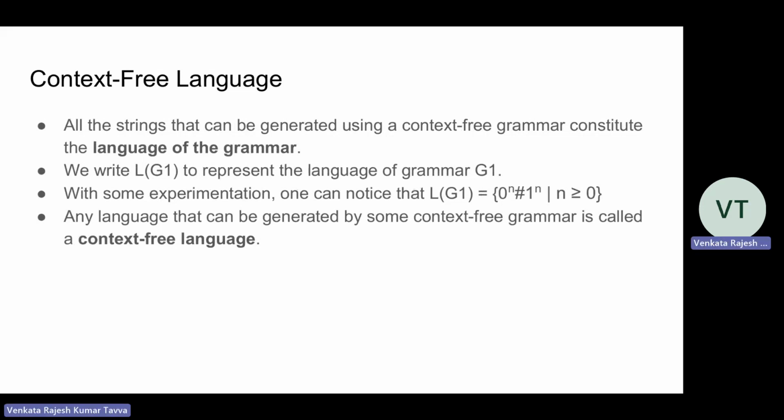That's it. That's what this slide is saying. Okay. And this particular grammar which we discussed, that is G1. The language can be represented as L of G1, and this particular language is 0 power n hash 1 power n, where n is greater than or equal to 0. Why is n greater than or equal to 0? Because you can generate even just a single hash without zeros or ones. How? A goes to B, B goes to hash. That's it.